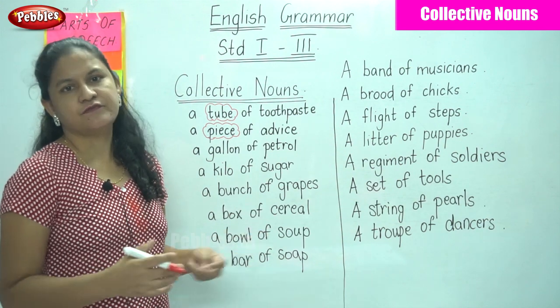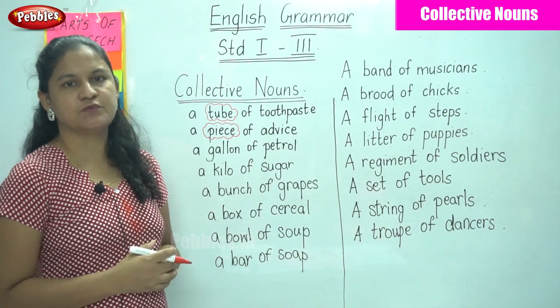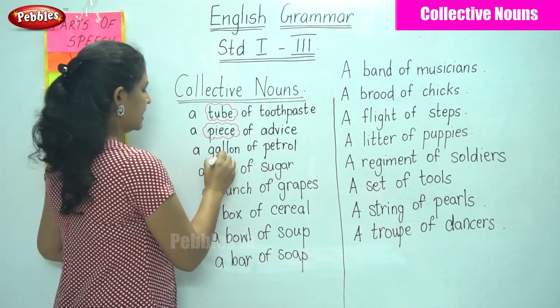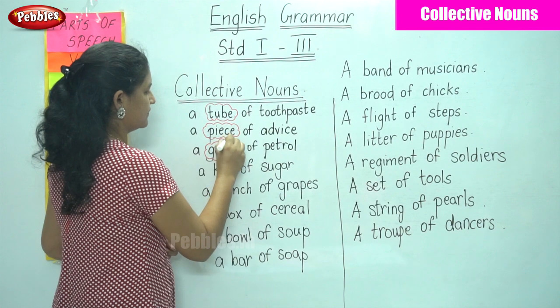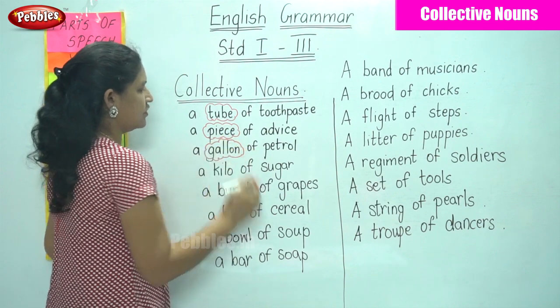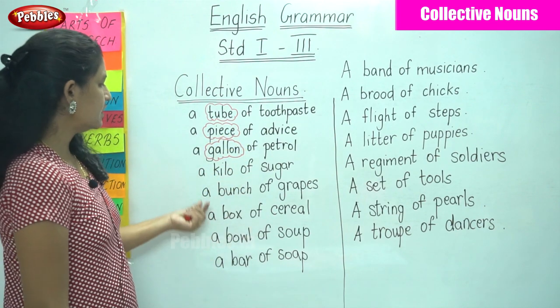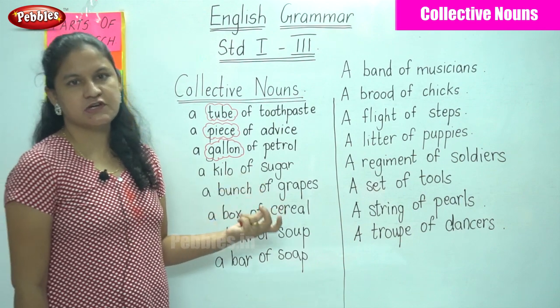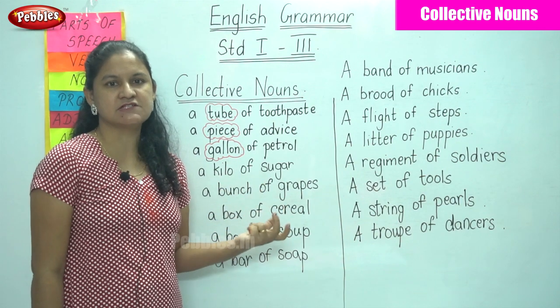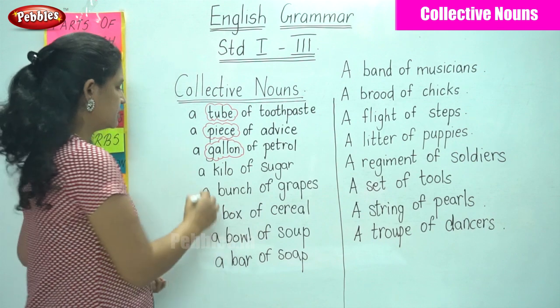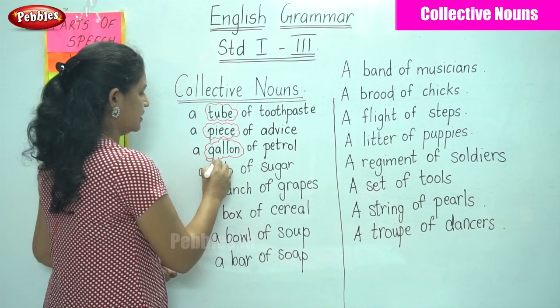A gallon of petrol. So if we have these lorries carrying petrol, we call them a gallon of petrol. So it is known as a gallon of petrol. A kilo of sugar. So when we buy sugar, we ask for a kilo of sugar. So we use the collective noun kilo.